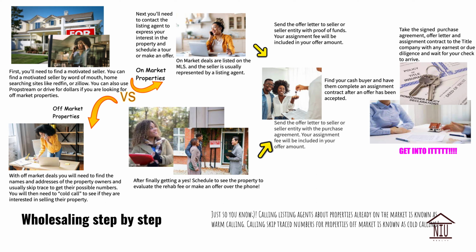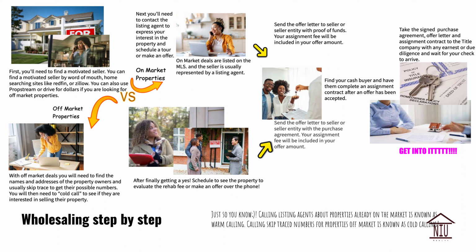All right, on-market properties versus off-market properties. First, you'll need to find a motivated seller. You can find a motivated seller by word of mouth, home searching sites like Redfin or Zillow, or you can also use PropStream or Drive for Dollars if you are looking for off-market properties. Next, you'll need to contact the listing agent to express your interest in the property and schedule a tour or make an offer.